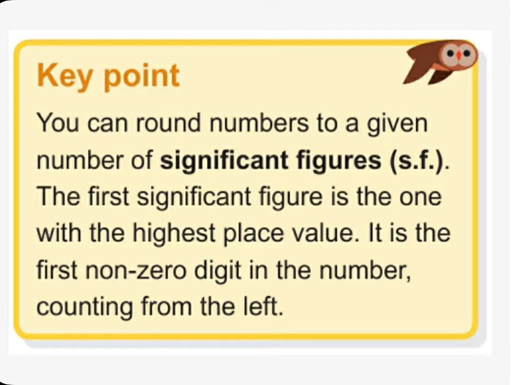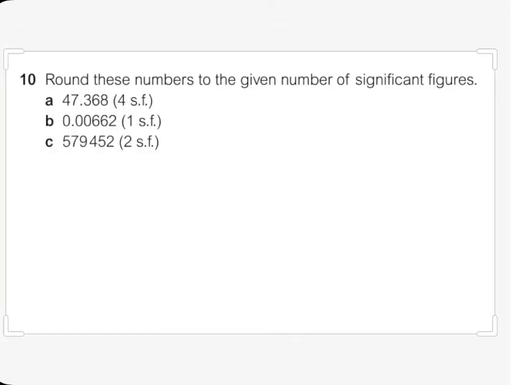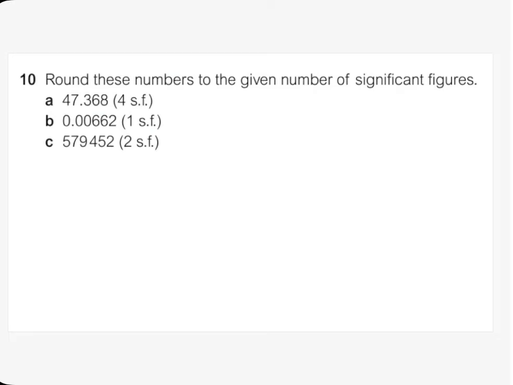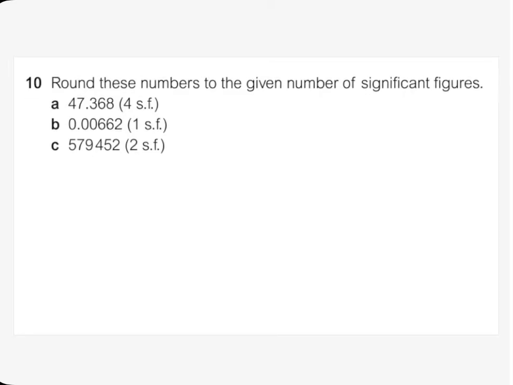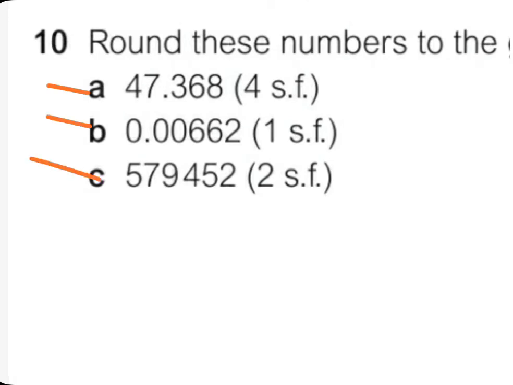Now let's take a look at the question so we understand it more. In this question, round these numbers to the given number of significant figures. We have A, B, C. Let's work on them one question by another. Let's take a look at A.